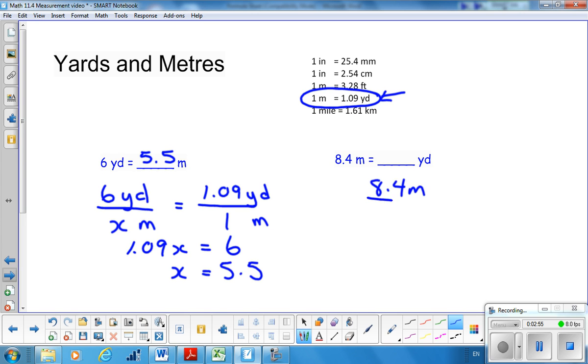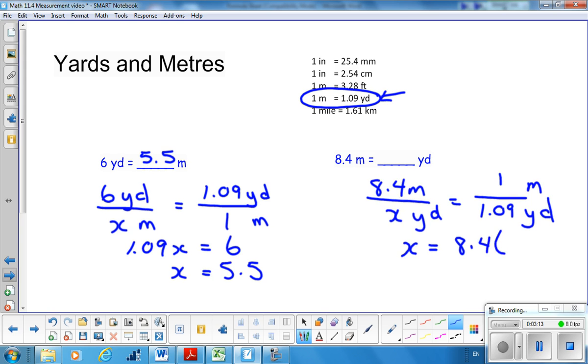8.4 meters, and I want to change that into yards. On the other side, meters in the top, yards in the bottom. Our conversion factor says that 1 meter is 1.09 yards. Cross multiplying gives me x equals 8.4 times that conversion factor. So when we multiply 8.4 times 1.09, we end up with x being 9.16. So 8.4 meters is 9.16 yards.